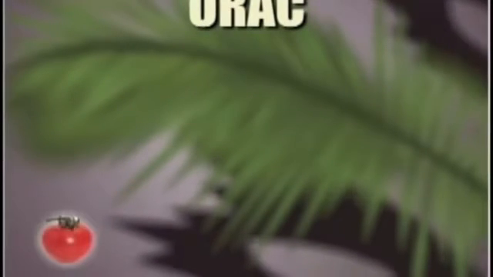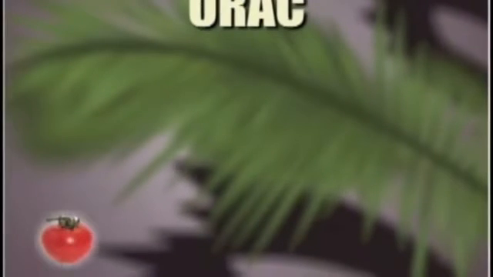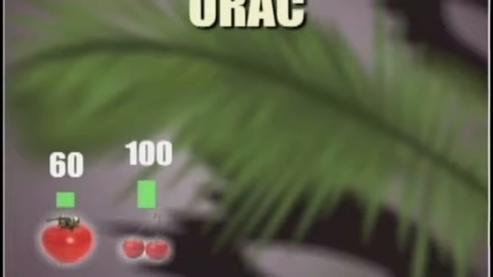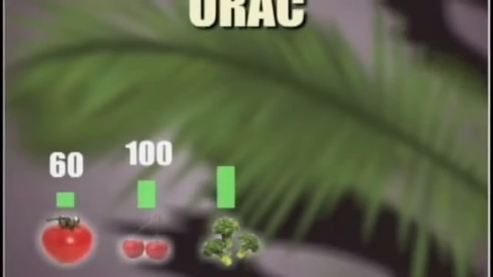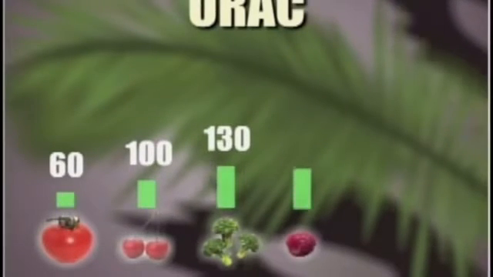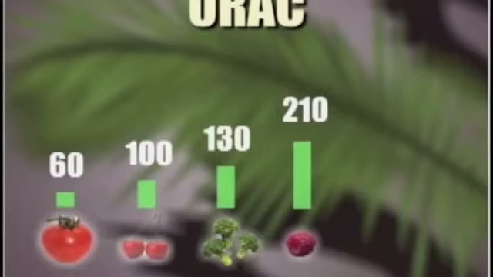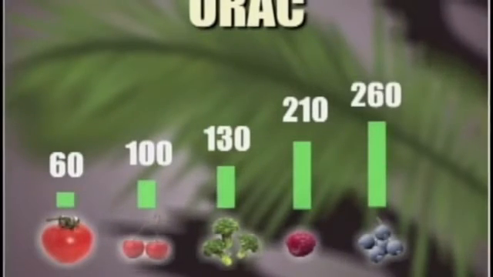Let's start by looking at a tomato. Its ability to pacify the free radicals in our system was measured using the ORAC test and received a score of 60. A cherry was tested and its ORAC value turned out to be 100. How about some broccoli? It was tested resulting in an ORAC score of 130. A red raspberry tested at 210. A wild blueberry received a score of 260.